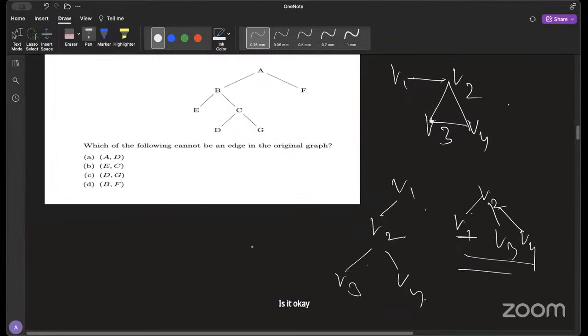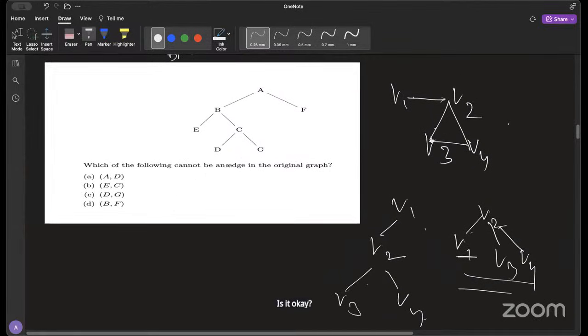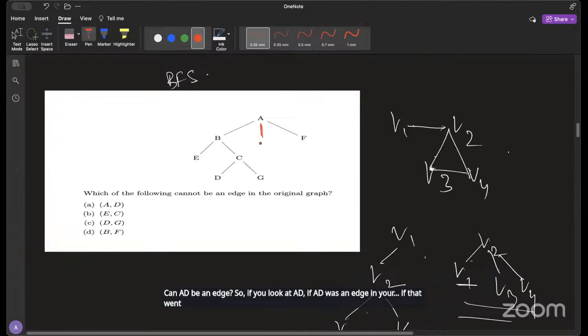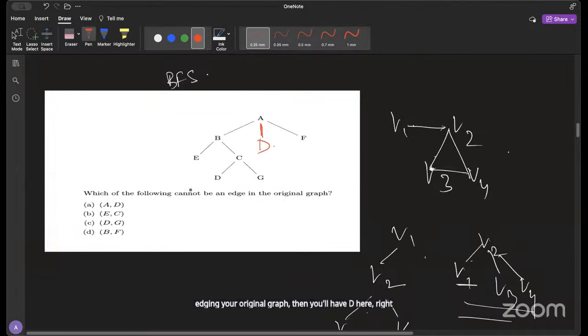Is it okay? Okay, ma'am. Okay. Then coming to these options, the first option is, can AD be an edge? If AD was an edge in your original graph, then you'll have D here, right? Because first you write all the vertices that are directly connected to A. And if D is directly connected to A, you should be writing D here. And if you write D here, because you don't write vertices again in your tree, then your D shouldn't be here, and this should have been the tree, right?